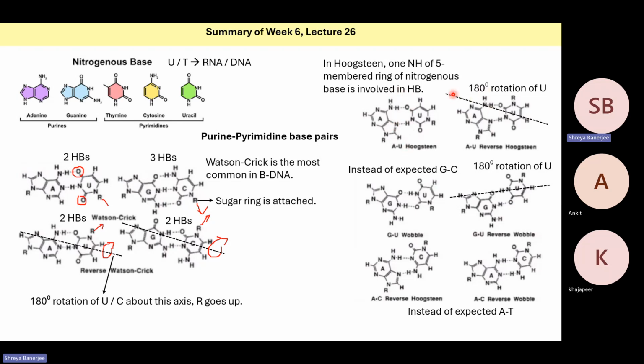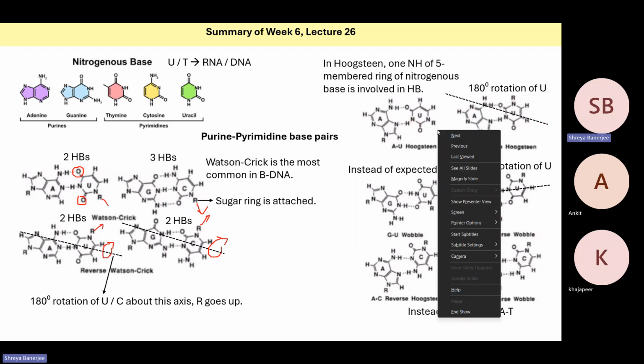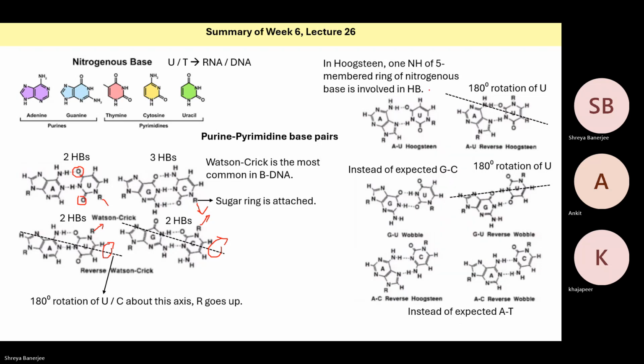Similarly, you can have reverse Hoogsteen. If you carry out a 180-degree rotation around this line, then the R group, which was pointed down, now points up.